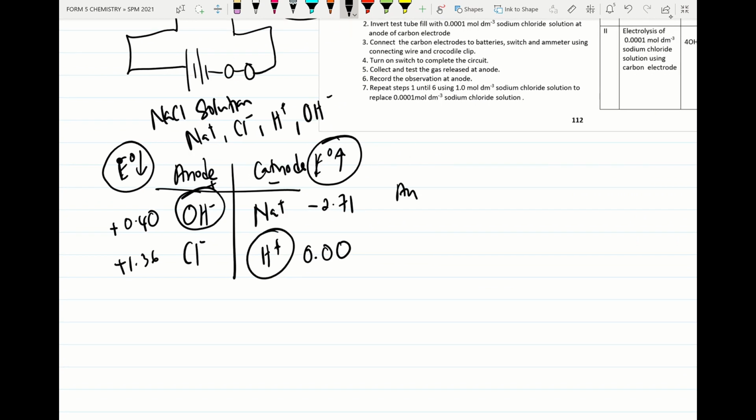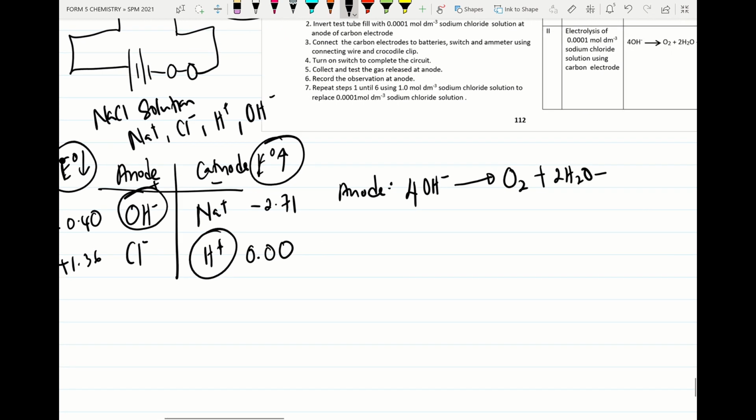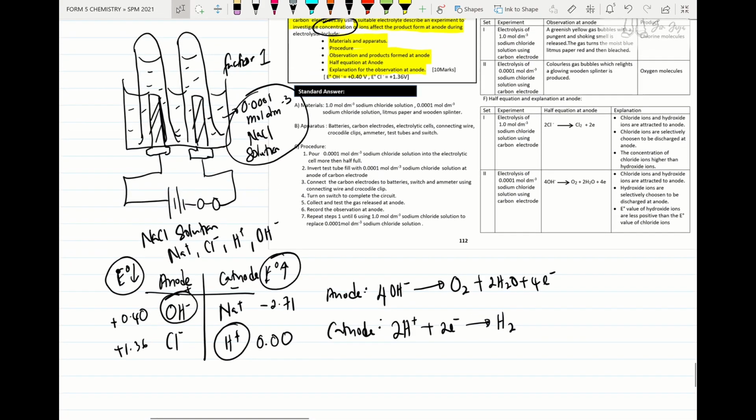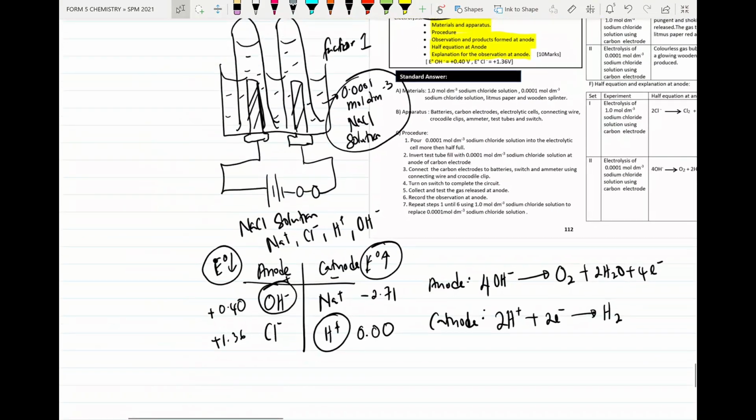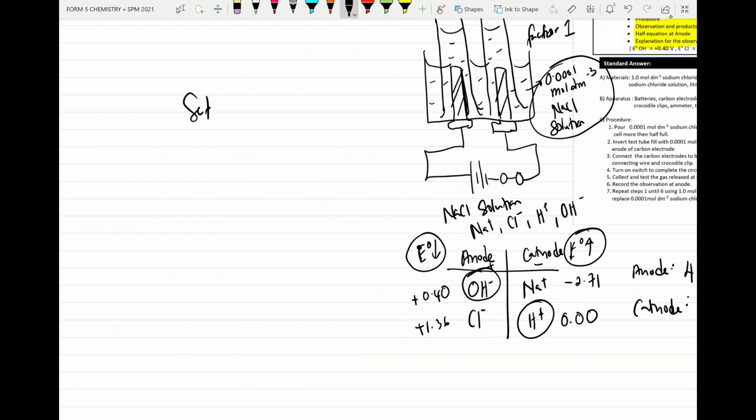So how to do the half equation at the anode? Hydroxide ion, put 4 in front. Then the cathode: how to do the half equation at the cathode? Hydrogen ion, put 2 in front, gain 2 electrons and form hydrogen gas. So this is for set 1, please remember. Right, let's go to set 2. Set 2 uses concentrated solution.